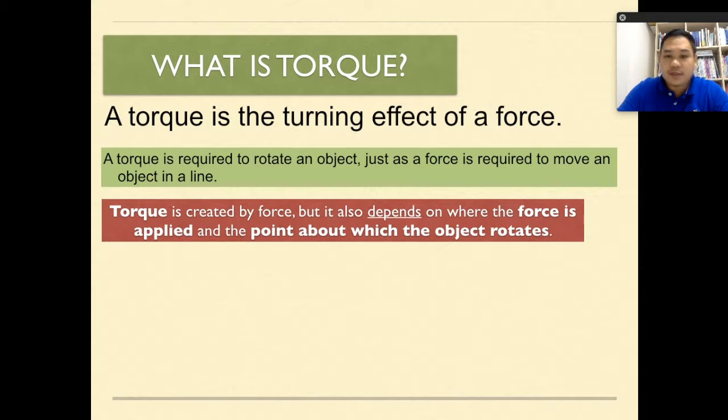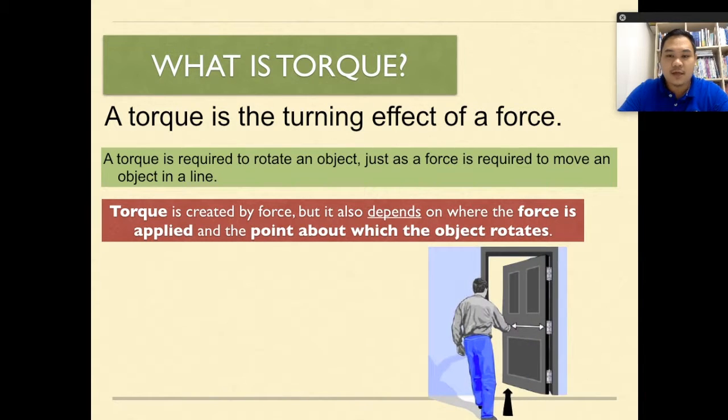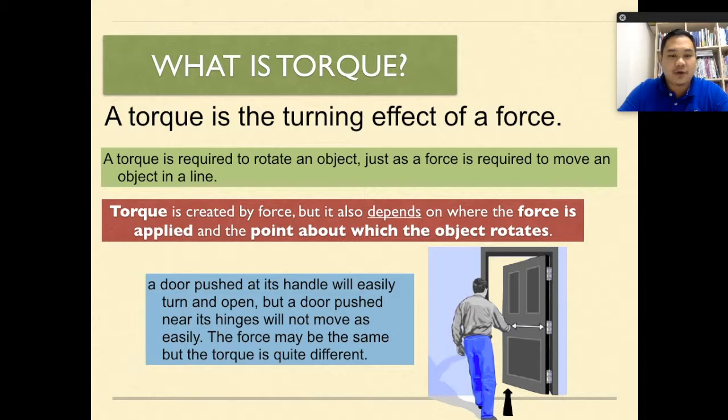So torque is created by force, but it also depends on where the force is applied and the point about which the object rotates. Let's say for this example, we have here the man who will open the door. A door pushed at its handle will easily turn and open, but a door pushed near its hinges will not move as easily. So the force may be the same, but the torque is quite different.